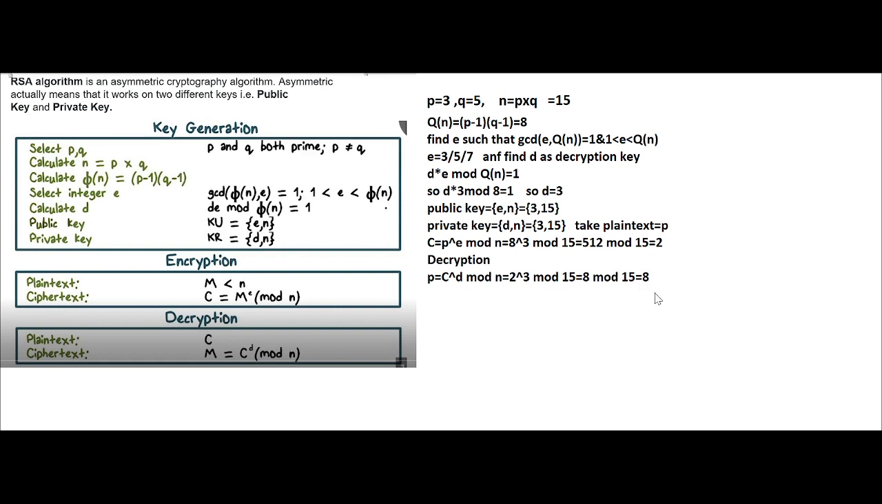So in this way I come back to the plain text again. In this way the RSA algorithm gives us the result of encryption and decryption for public key and private key.